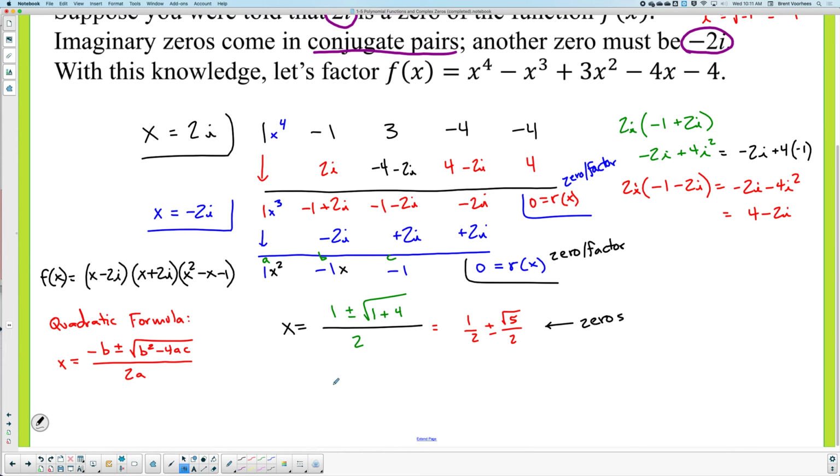So in factored form, here's how it looks. f of x would equal, for the zero 2i, you would have the factor x minus 2i. For the zero negative 2i, you would have x plus 2i. For these are the zeros. So as it goes in the factor, you have to switch signs because you would move it over to the side with x. What's the opposite of a positive half? Negative 1/2. I'll take the positive square root of 5 over 2 first.